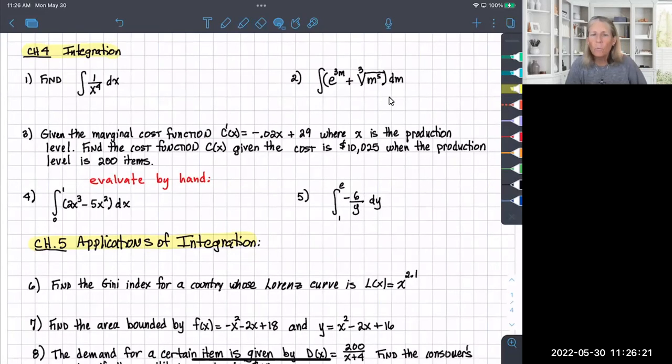Hey everyone, welcome to a little final exam review. So a couple of things. Your final will be about 15 questions, no more than that, maybe less, covering chapters 4, 5, and 6.